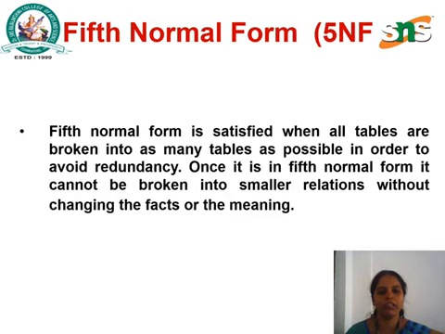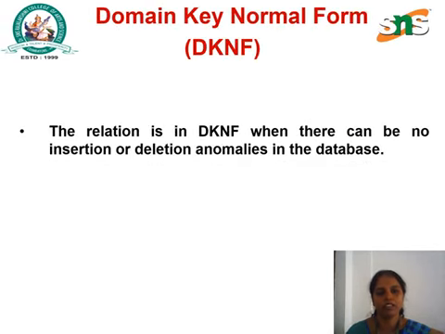The fifth normal form is satisfied when all the tables are broken into as many tables as possible in order to avoid redundancy. If we separate all the tables and fields, it should avoid redundancy. Then we can say the fifth normal form is satisfied. Once it is in fifth normal form, it cannot be broken into smaller relations without changing the facts or the meaning. The relation is in good shape when there can be no insertion or deletion anomalies in the database.